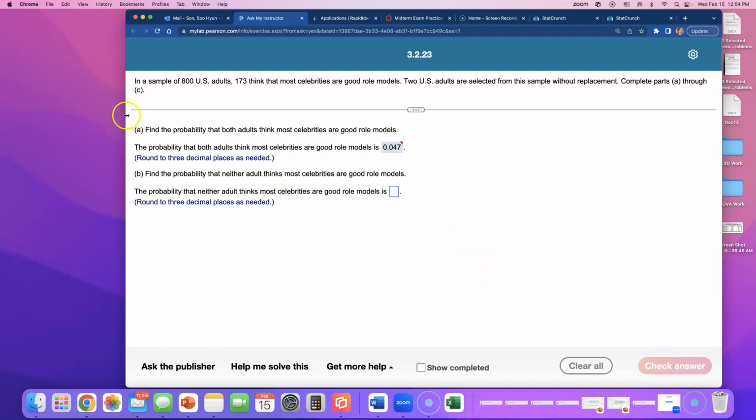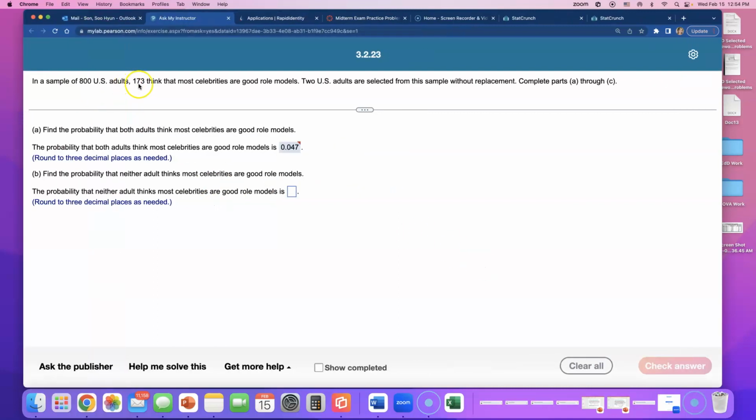Alright, in a sample of 800 US adults, 173 think that most celebrities are good role models. 2 US adults are selected from this sample without replacement. Complete parts A through C. Find the probability that both adults think most celebrities are good role models.